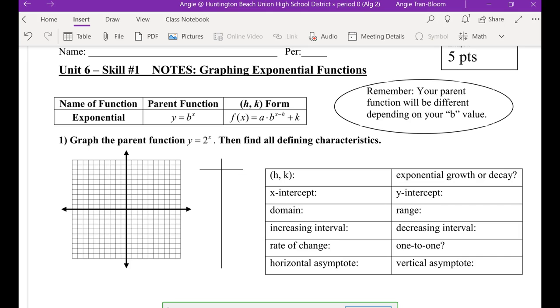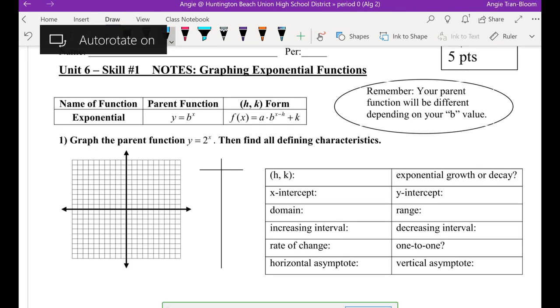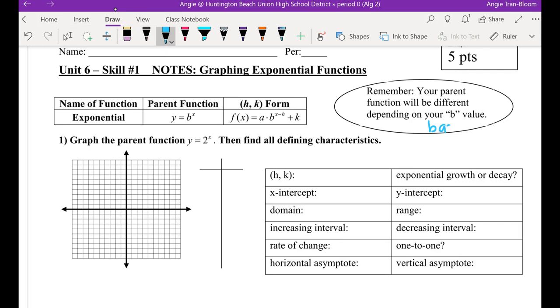it says, remember, your parent function in exponential will be different every time based on your b value. And b is normally, we say it's the base value, okay? So b is the base value. Your parent function will always look like this. Y equals b to the power of x.